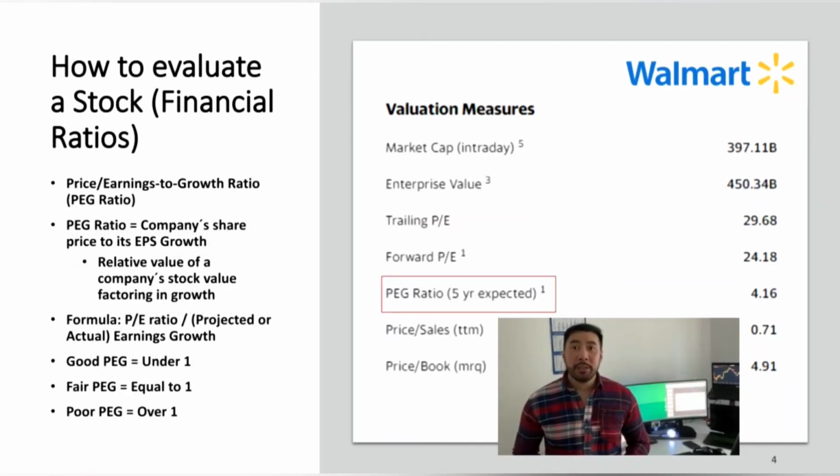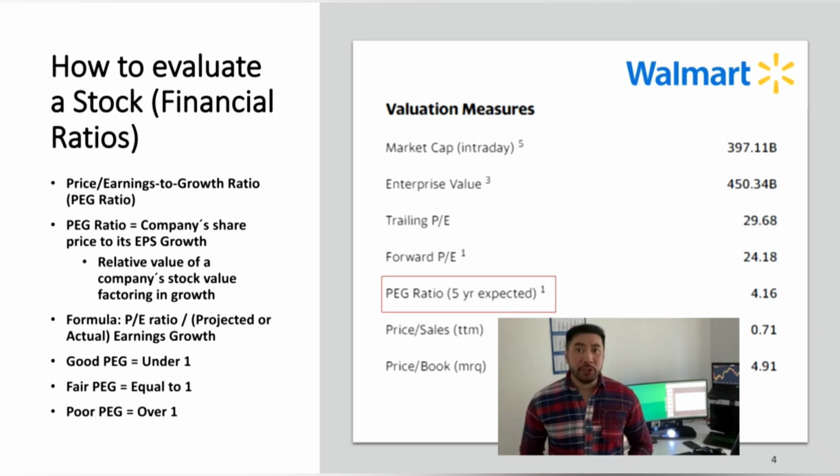Moving on to the PEG ratio, or price to earnings to growth ratio. And here, Walmart sits currently shy above 4. Now, the PEG ratio allows you to determine a stock's value like the PE ratio while taking into consideration the company's earnings growth. It factors in the growth, as we can see in the stats, 5 years out based on analyst estimates. You can calculate the PEG ratio by taking the PE ratio and dividing it by the projected growth, as we see here, 5 years, or on actual earnings growth.